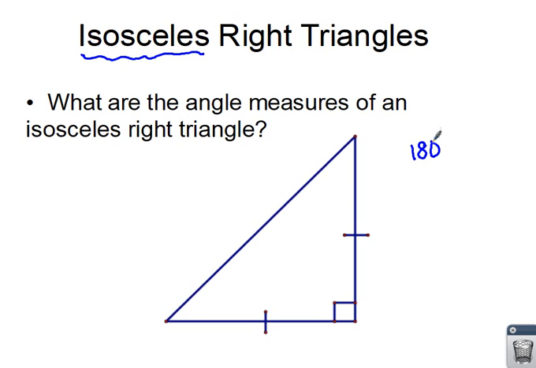We know triangles add up to 180 degrees. It's already got a right angle, so we'll subtract the right angle off. And then these two angles have to be the same because the two legs are the same. So I'm going to divide by 2. That gives me 45 degrees. So that means this triangle has a 45 and a 45 and a 90. And that just happens to be its other name besides isosceles right triangle. It will be a 45, 45, 90 triangle.